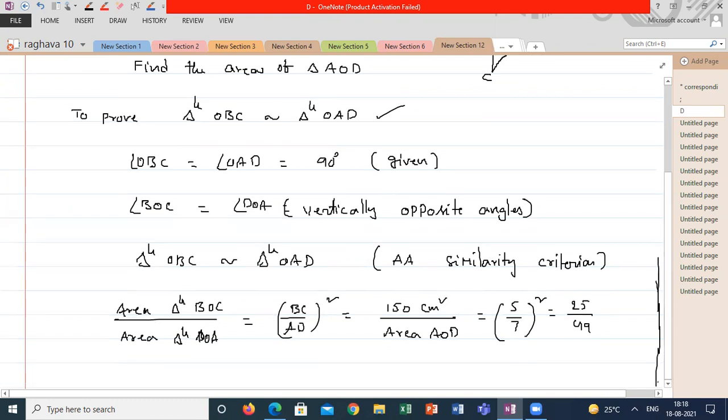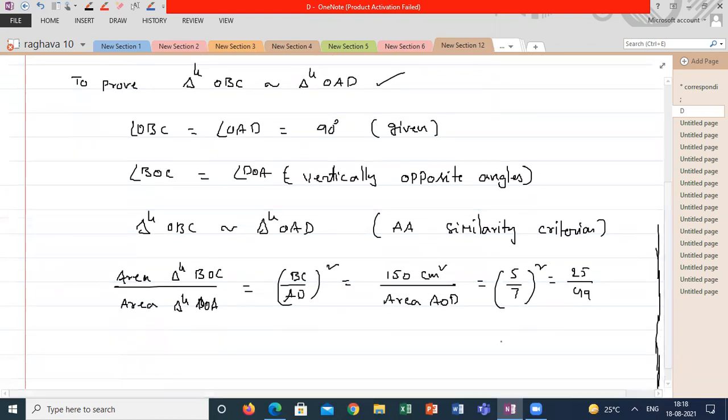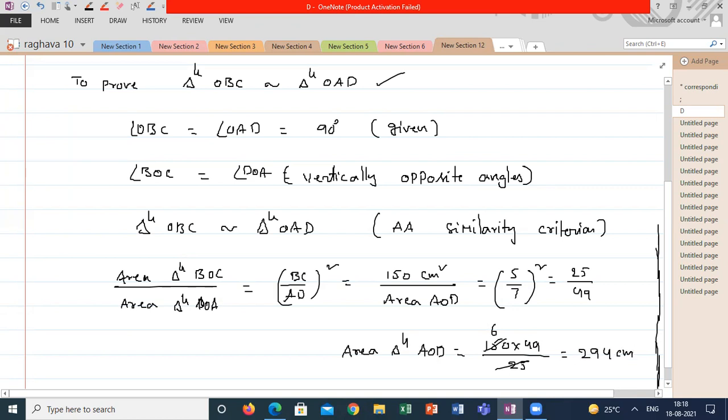So calculate and let me know what is the answer, guys. So area of triangle AOD will be equal to 150 into 49 by 25. 25, how many times? 6 times. What is the final answer? 294 centimeter square. Whether you are getting the same answer or any different answer.